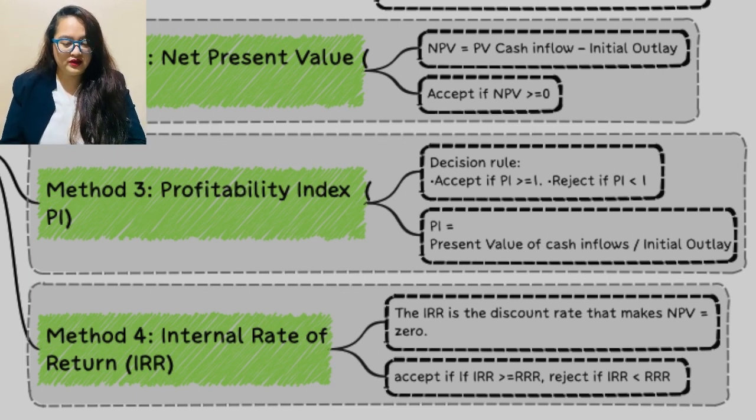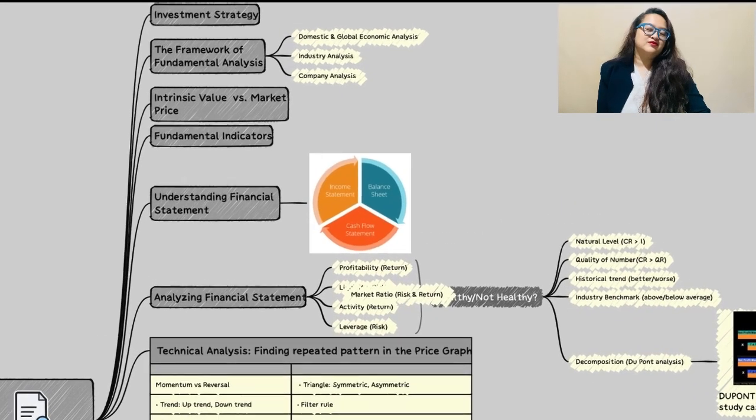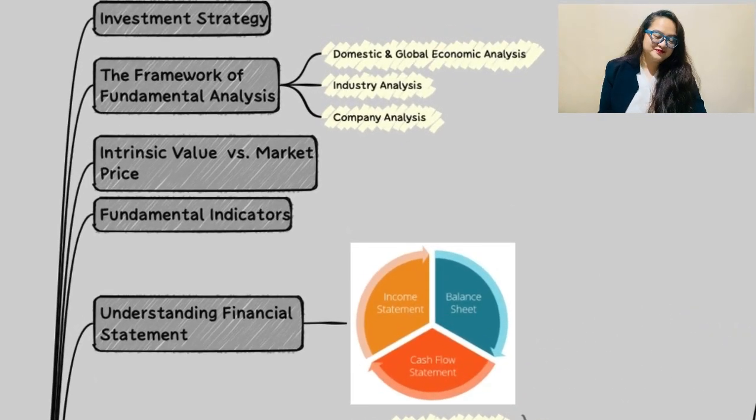Methods 2, 3, and 4 are objective because they consider time value of money, RRR, and all cash flow from the project. Number 3, we will discuss analysis of securities. Okay, in my mind map here, the first one is you need to know about investment strategy before making any decision. And then you also need to know about the framework of fundamental analysis, which includes domestic and global economic analysis, industry analysis, and company analysis.